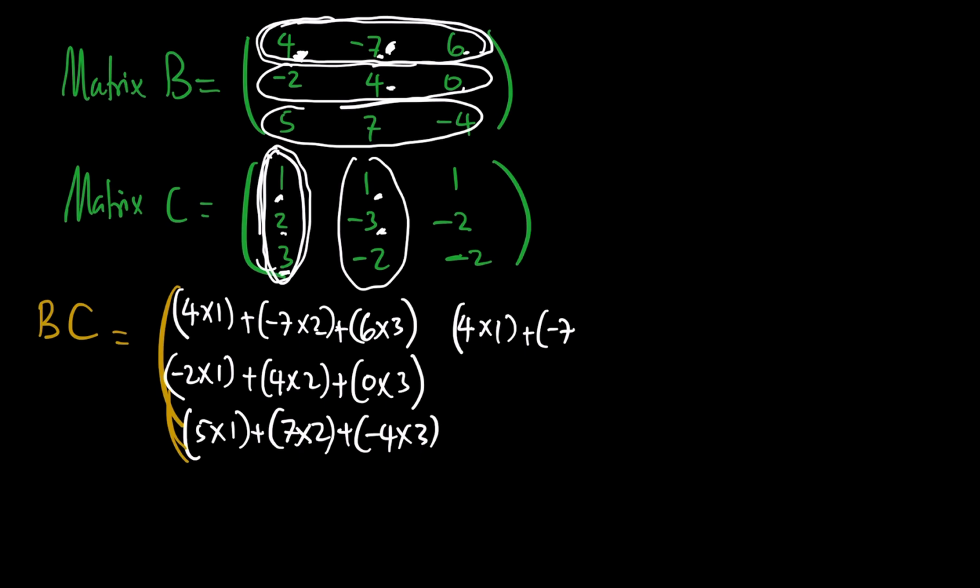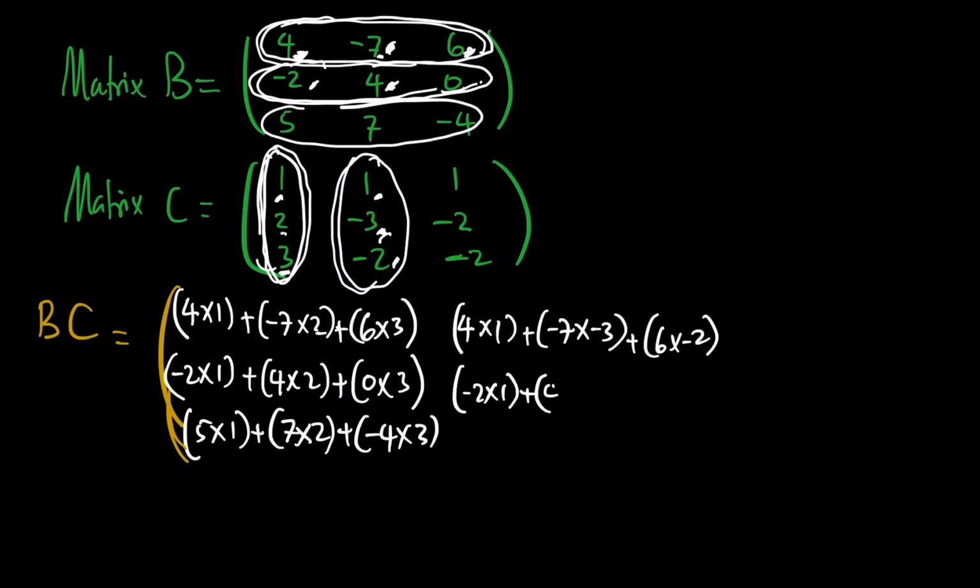We'll take this -3. This 6, we'll take the -2, like that. All right? Then we come to the next row and go with the same column. So this -2 will go with the 1. This 4 will go with the -3. This 0 will go with -2.